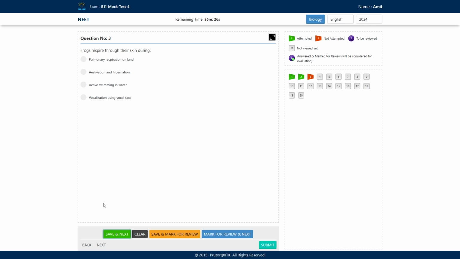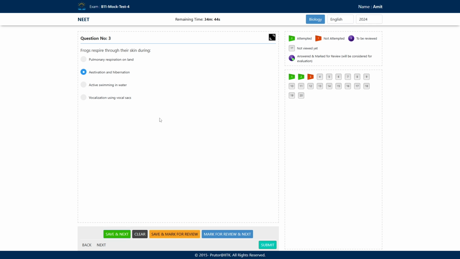Frogs respire through their skin. During which time do frogs respire through skin? A. Pulmonary respiration on land. B. Estivation and hibernation. C. Active swimming in water. D. Vocalization using the vocal sac. The frog respires through skin mainly in the phase of estivation and hibernation, meaning when it is doing the process of summer sleep and winter sleep. So estivation and hibernation is the correct answer.